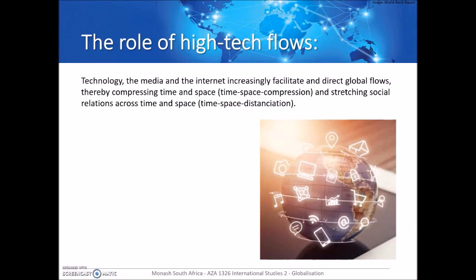So the idea is that because of technology, media, and the internet, we're able to communicate in real time, and we can communicate with someone on the other side of the world, right? So it has basically brought us closer in time and in space. At the same time, it is also argued that it has stretched social relations, because it allows us to have relationships with people that are exactly on the other side of the world. So it has basically stretched our networks, which is called time-space distanciation in theory.